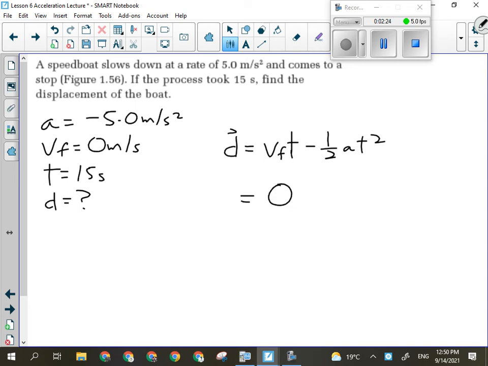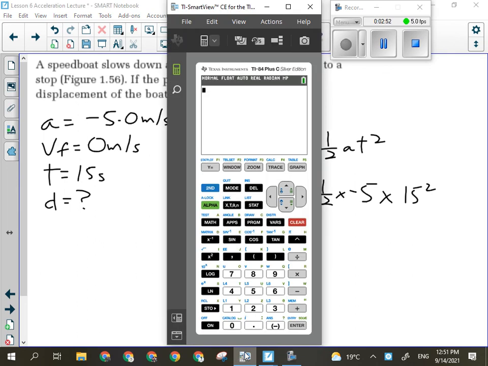So I'm going to have 0 minus 1/2 times negative 5. And that's important, because even though we're slowing down, we're still moving forwards. This negative and this negative are going to make this number positive, which is good, because then my displacement comes out positive. George, question? Yes. Okay, and then times time. The time was 15 seconds, and that's got to be squared.